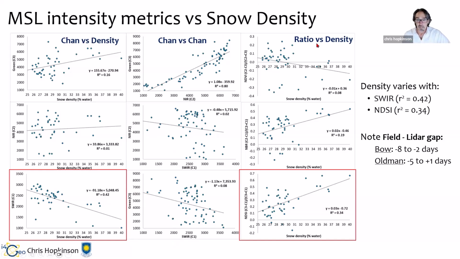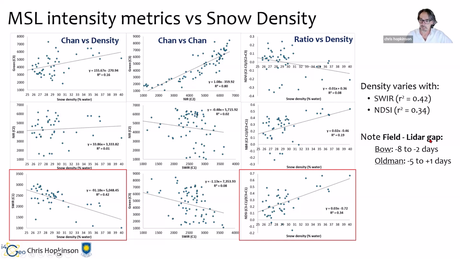And if we look at the ratios, the only one that really shows much promise is the normalized difference snow index and snow density with an R squared of 0.34. Maybe not a lot of surprise there. NDSI, it's a snow index, and seems to co-vary with density at least to some degree. So SWIR shows a high regression, 0.42, NDSI, a low one, 0.34.